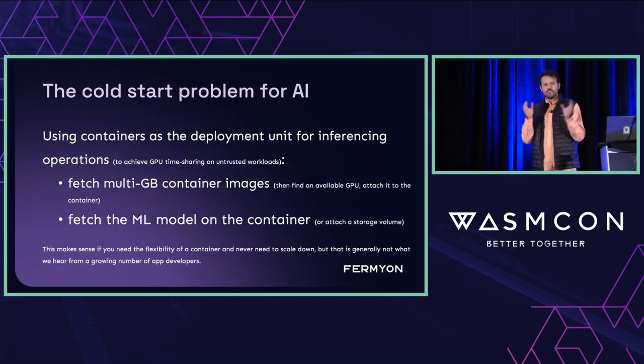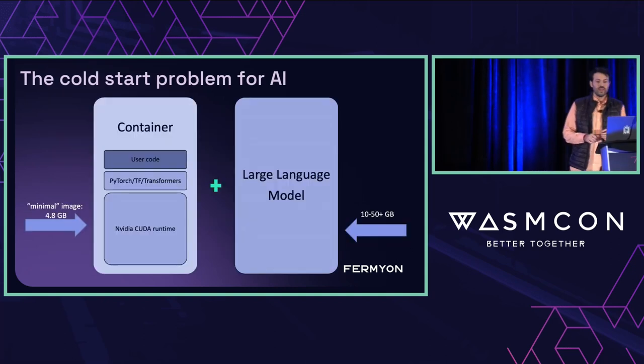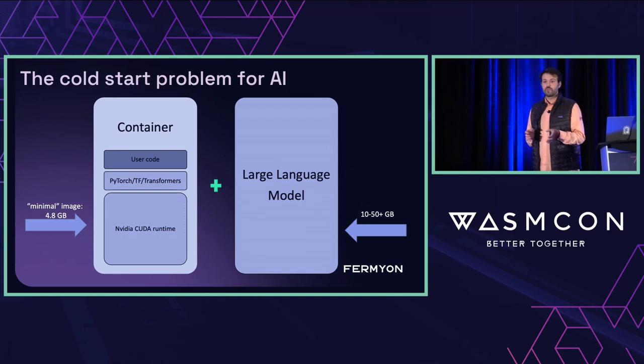And if you dive into this problem, you can trace most of the cold start problems in inferencing AI to using containers as the deployment and execution unit. Before the first line of your application is ever executed, you have to fetch a multi-gigabyte container image that contains things like a CUDA runtime and Python and PyTorch and then your application, and then find a way to move a multi-gigabyte machine learning model close to where that container is, attach a GPU to it, and then start executing your application code.